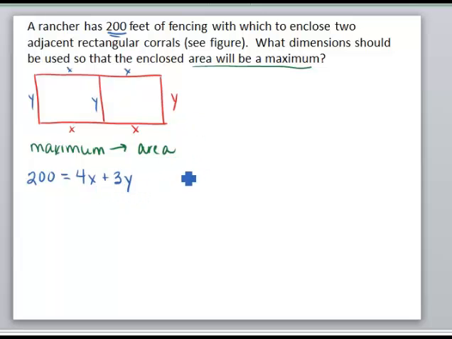The second equation has to do with what I'm supposed to be maximizing or minimizing, in this case maximizing the area. This side has a length of 2x, so the area would be 2x times y.